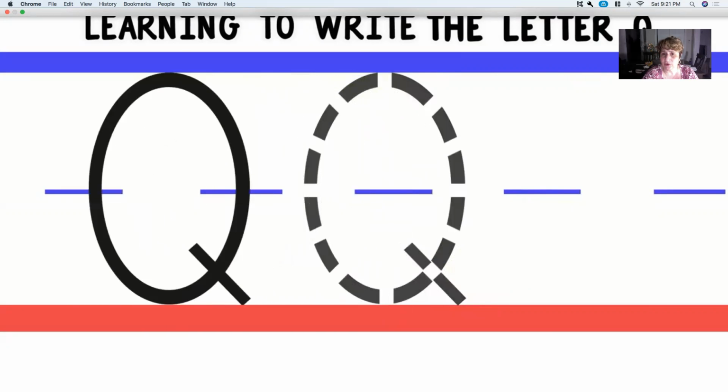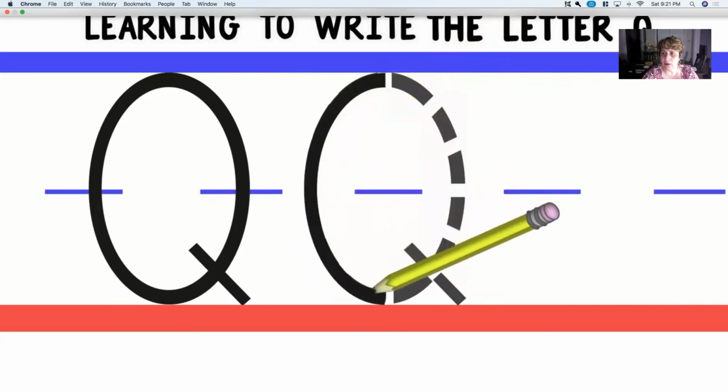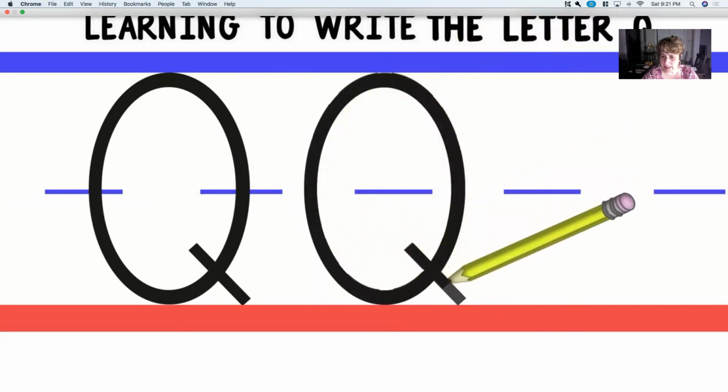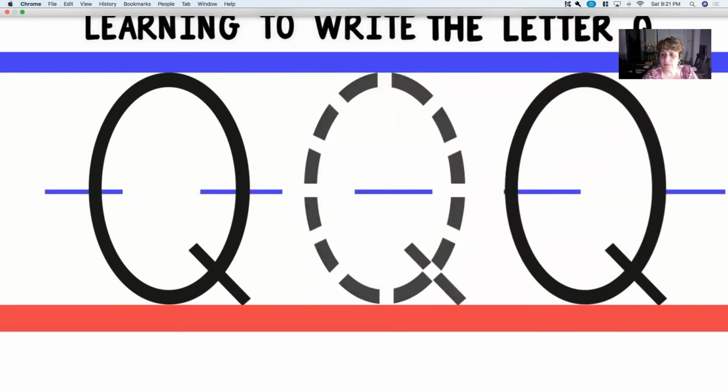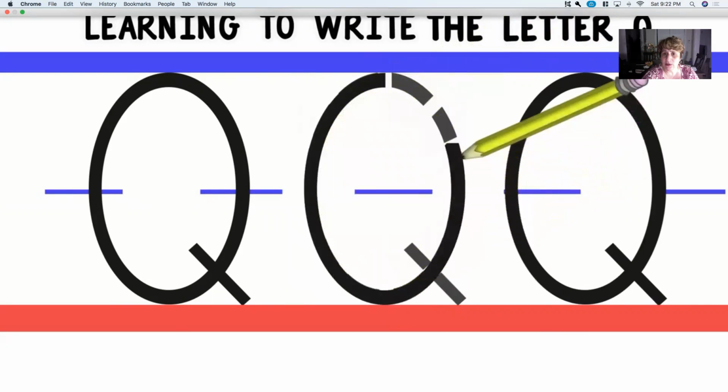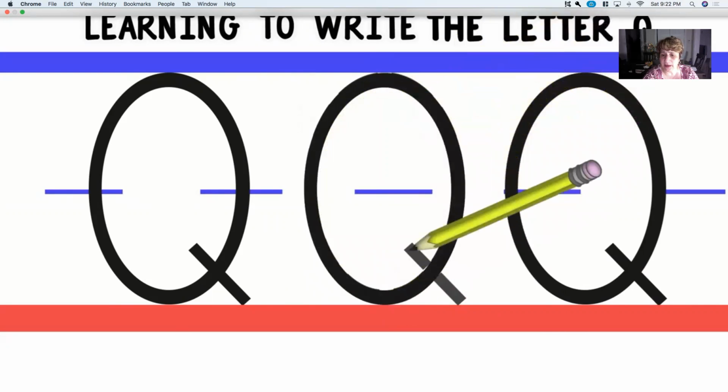Let's do that again. Try it again now. You follow along on the video. We'll start at the top and then do a circle all the way around. Then go to the middle and do a diagonal line down. That's good job. Capital Q. Now you try. Try it again. Around to the top again. Down to the bottom. Good job.